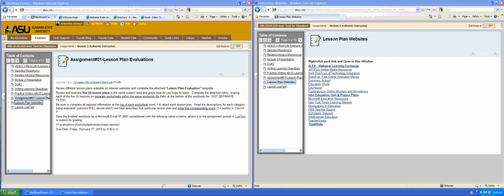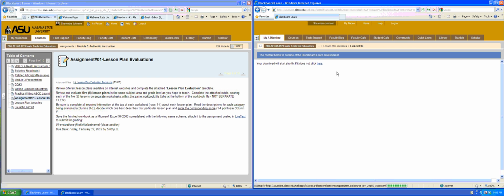For Assignment 1, Lesson Plan Evaluations, you are asked to review different lesson plans that are available on internet websites and complete the attached lesson plan evaluation form, which is located at the top. What I would like for you to do is to look at the lesson plan websites that were provided for you. There's a list of them that you can choose to look at. For example, we've already visited ALEX, the Alabama Learning Exchange.